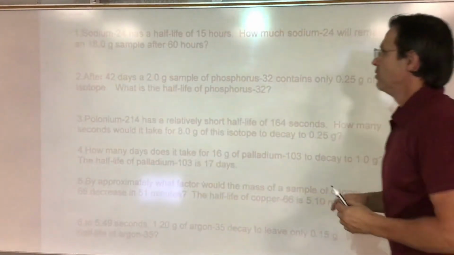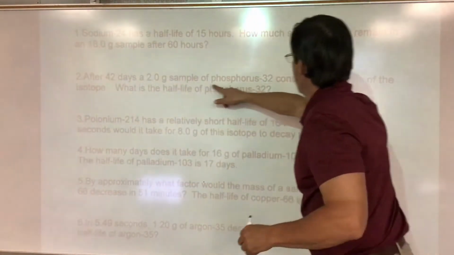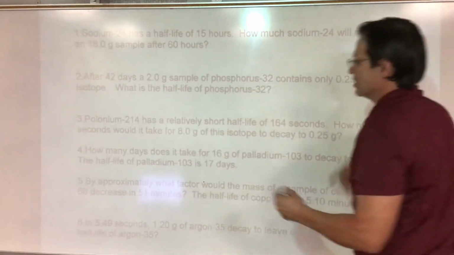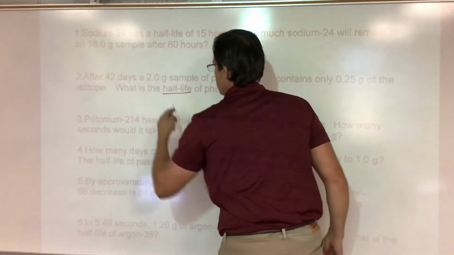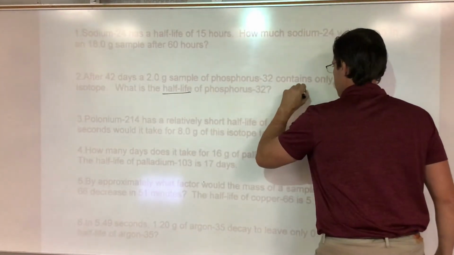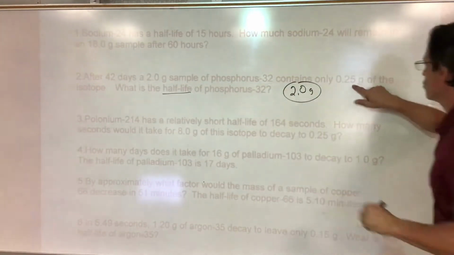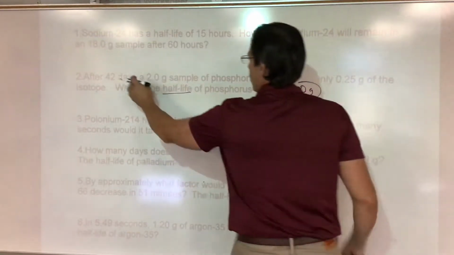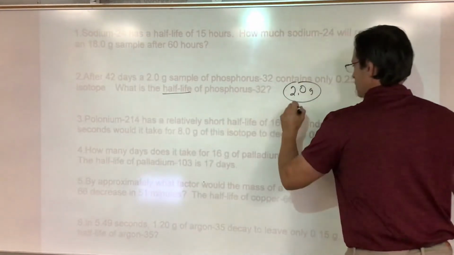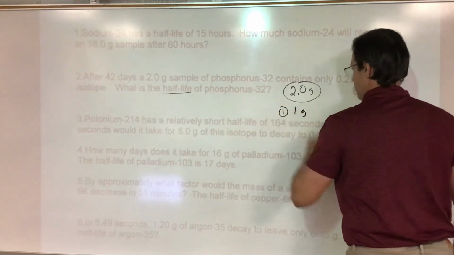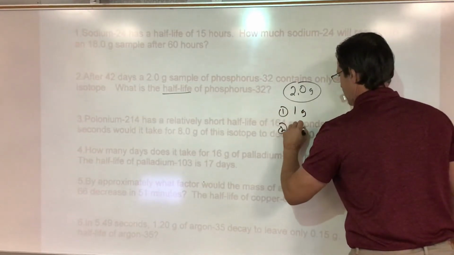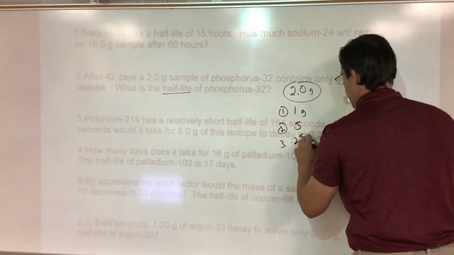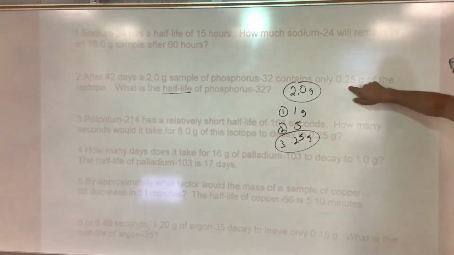Second one, 42 days, a 2-gram sample of phosphorus contains only this. It wants to know the half-life. So if I have 2 grams and it shrunk all the way down to 0.25, I have to know how many times it divided, how many half-lives make that. So 1 half-life is 1 gram, 2 half-lives is 0.5 grams, 3 half-lives is 0.25. That's what I wanted, so 3 half-lives.